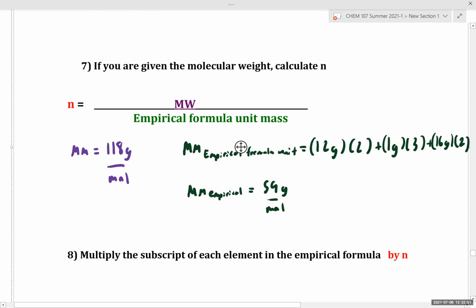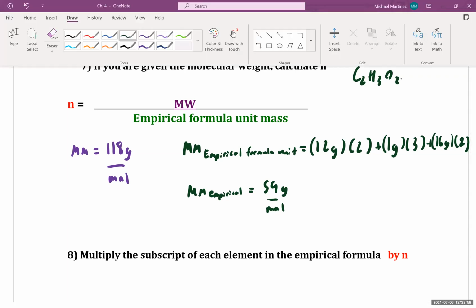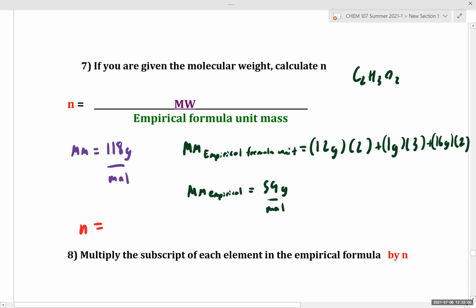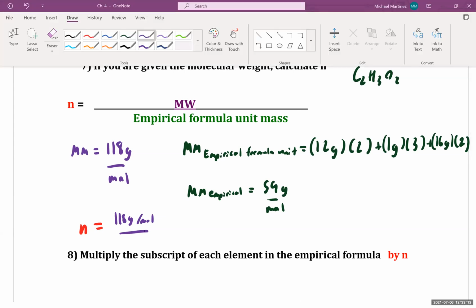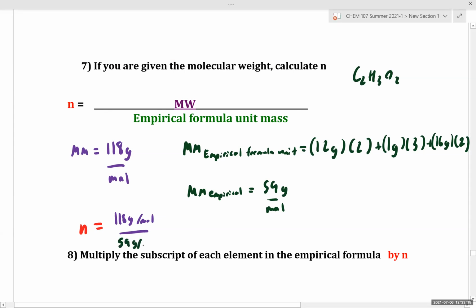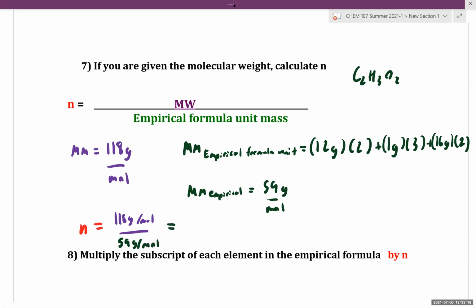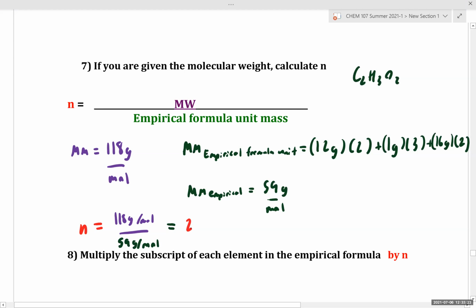So with these two pieces in hand, what is our value of N in this case? 2, exactly right. We take our molar mass, which is 118 gram per mole, and we divide it by our empirical formula unit mass, which is 59 gram per mole. That gives us a value of N as 2.